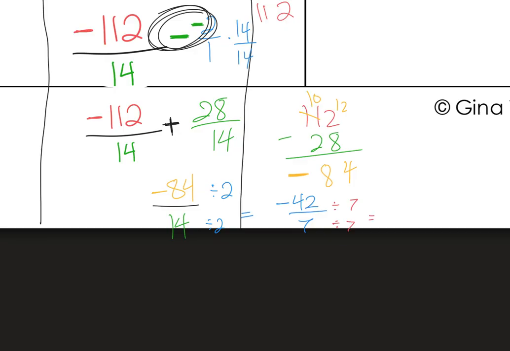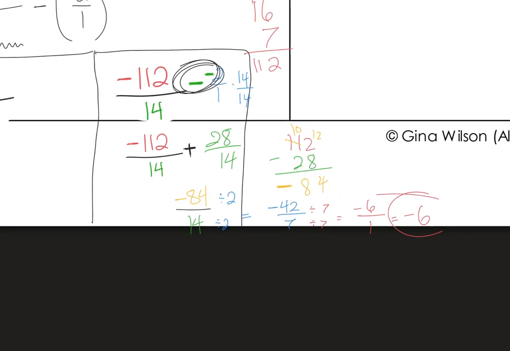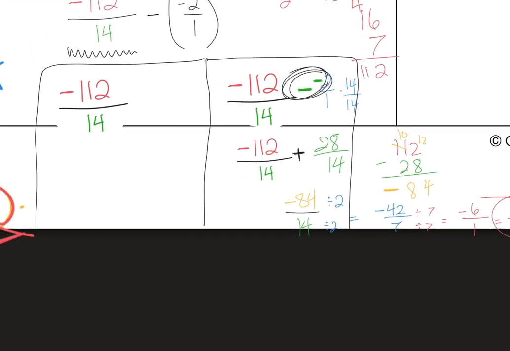7 times 6 is 42. So we get negative 6 over 1. The answer is just negative 6. Crazy, huh? Okay, so let's just slide over here real quick.